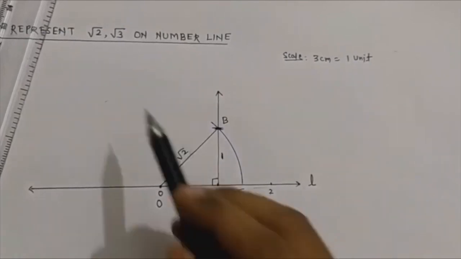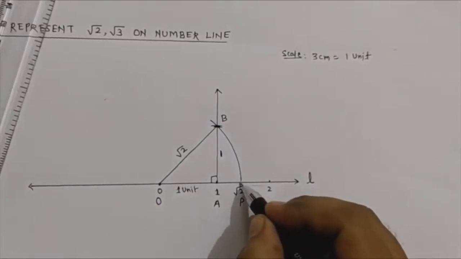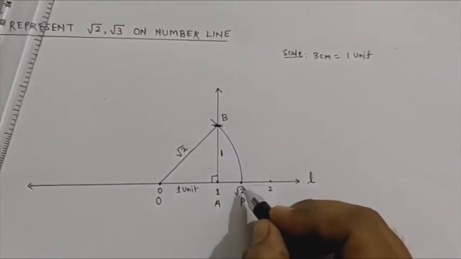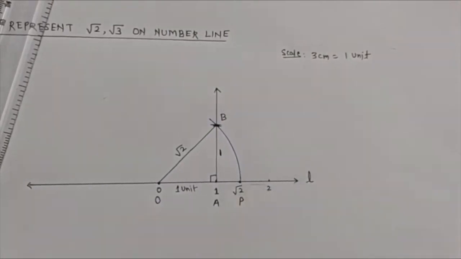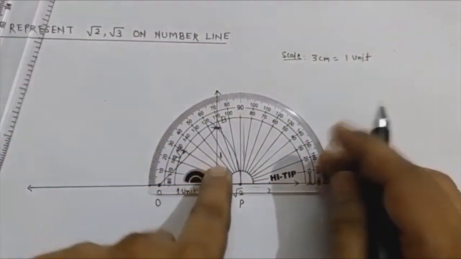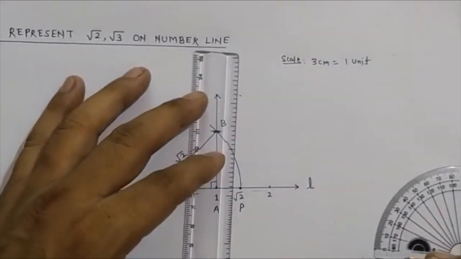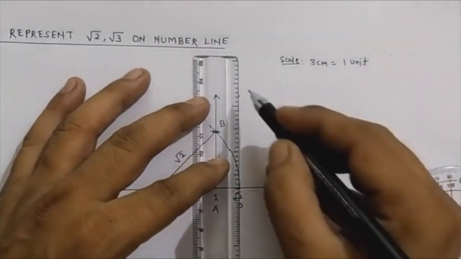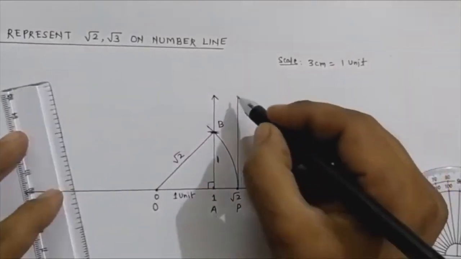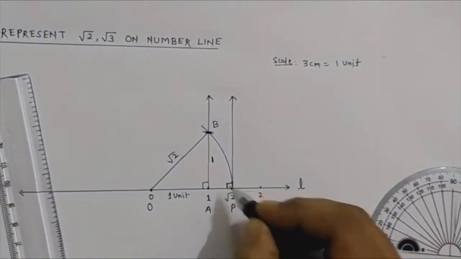Now let's go for root 3. On this point P, that is root 2, you draw one more 90 degree. Draw 90 degree at point P, and here also mark the 90 degree symbol, perpendicular.